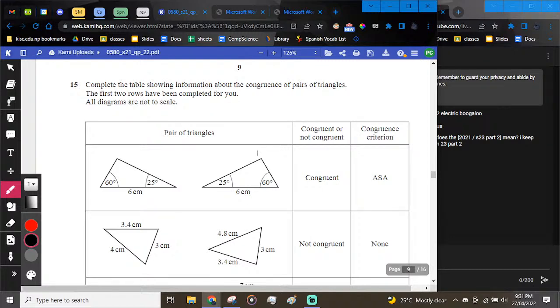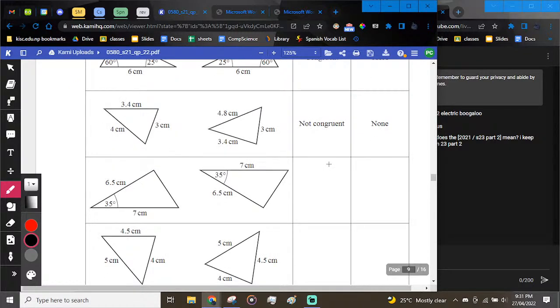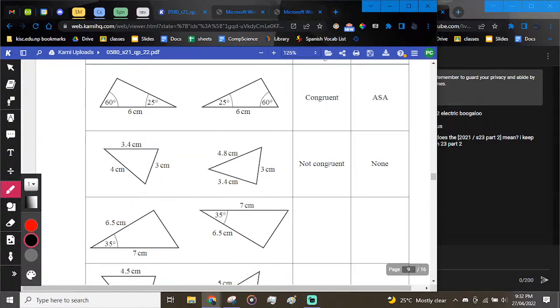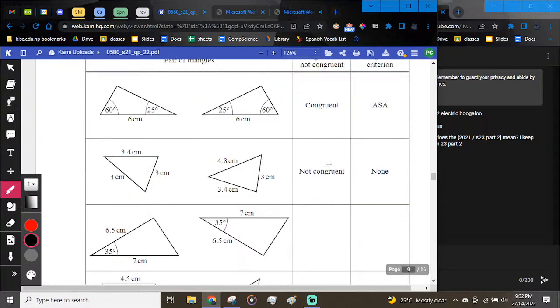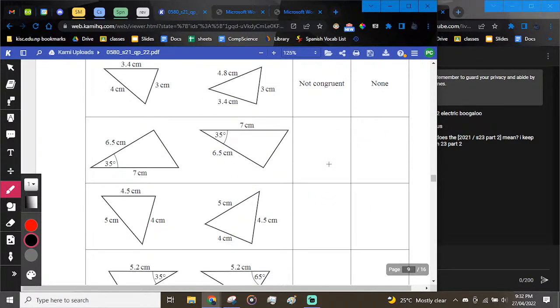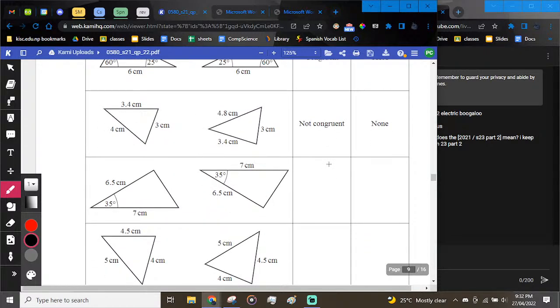Triangle. Triangle. Triangle. So many triangles. Whoa. Congruent. Megamind face. Congruent.